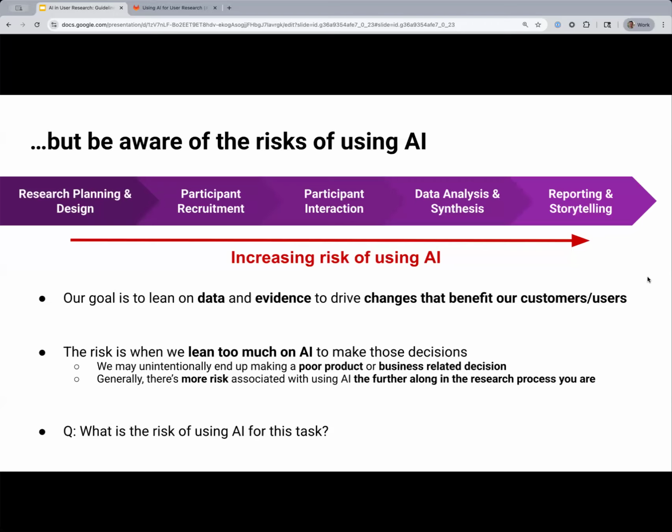if AI happens to be wrong in those phases or is giving us not the most accurate information, we could end up making a decision that's not in the user's best interests, and is not reflective of the data that we've actually gathered earlier on in the process. So it's really important, as we're using AI, whether it is for design or for research, to evaluate what's the risk of using AI at this particular phase or task.